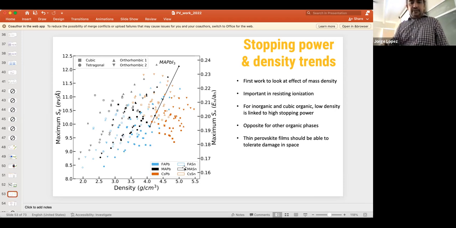The different materials are based on the color and whether they have lead or tin. And what we find is that the trend happens to be with the density of the material. The denser the material, the more stopping power it has. So we're thinking you have to use lighter materials for this. That's going to reduce the stopping power of the material. With this, we were able to say to use organic and cubic organic materials of the lowest density. If we use inorganic or cubic organic at that density, you have high stopping power. But for all the other ones, you do better if you reduce the density of the system for the other organic phases. So for some reason, the organic phases are acting differently than expected.